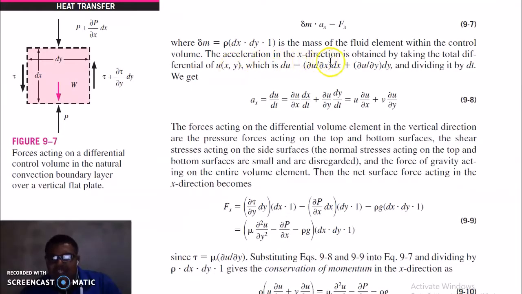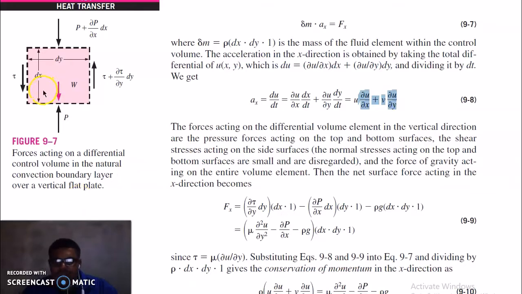The acceleration in the x direction is obtained by taking the total differential of u(x,y), which is du = ∂u/∂x dx + ∂u/∂y dy, and dividing it by dt. So when you take the differential and divide this term as well as this term by dt, you will get the acceleration. Now dx/dt will again become u and dy/dt will become v. So this is your acceleration.